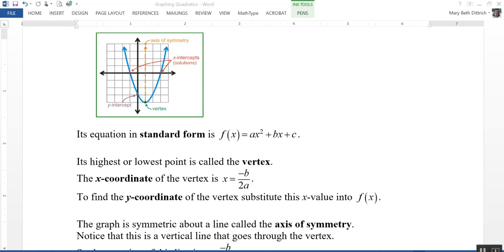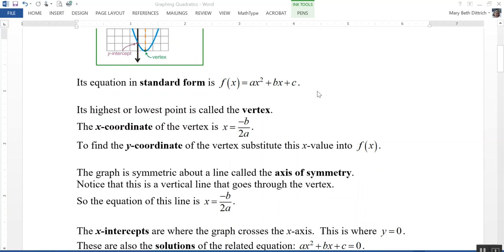Also notice that this graph is symmetric about a line called the axis of symmetry. That's a vertical line that goes through the vertex. So the equation of this line is going to be the x-coordinate of the vertex, or x equals negative b over 2a. Recall that the equation of a vertical line is x equals a number.